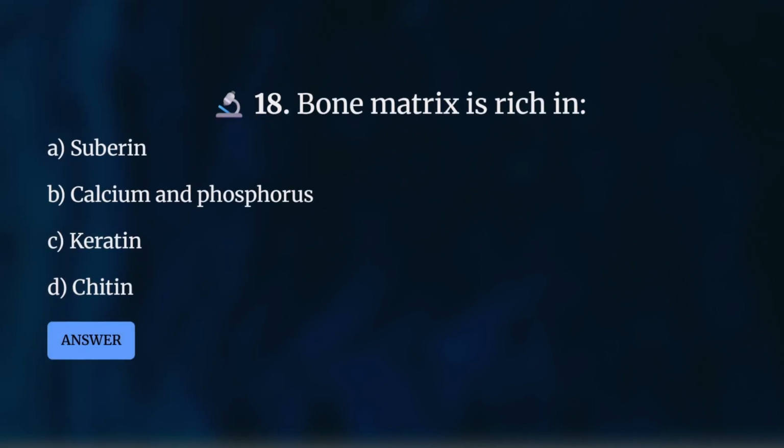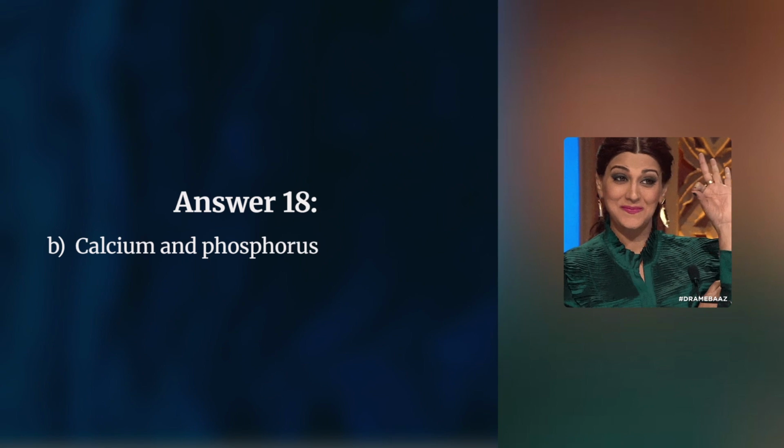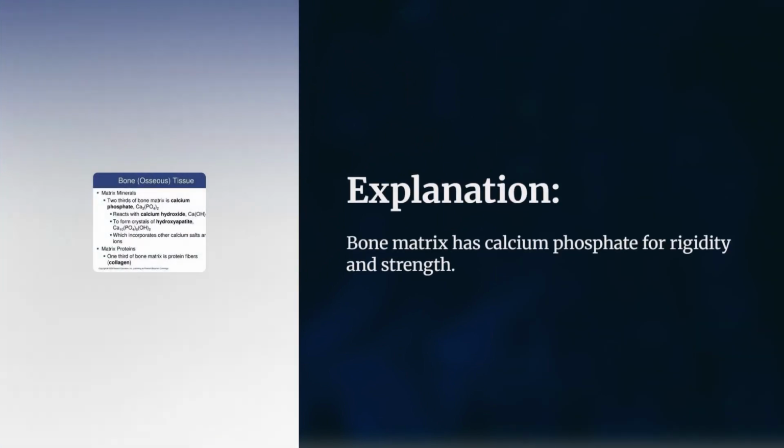Question number 18. Bone matrix is rich in? Options are A. Suberin, B. Calcium and phosphorus, C. Keratin, D. Chitin. So the bone matrix, it is rich in calcium and phosphorus. That's why it is suggested to eat calcium for healthy bones. Bone matrix has calcium phosphate for rigidity and strength.